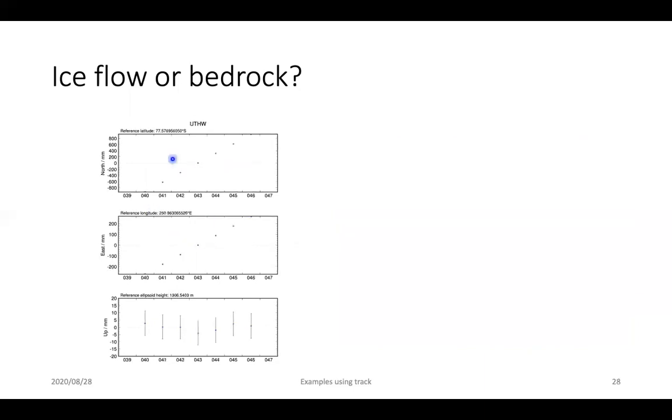Here's another site, UTHW, and here is the GAMIT processing from day to day. Now we are seeing motions over a week of several centimeters. In fact, decimeters of motion over the week. Very little in the vertical, but certainly very clear in the north and the east.